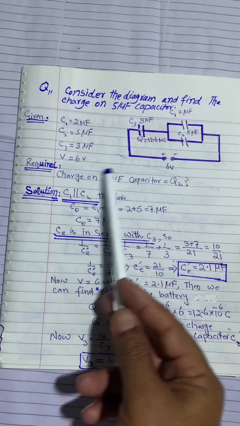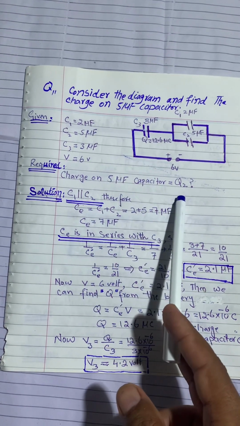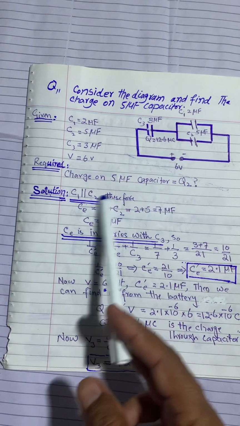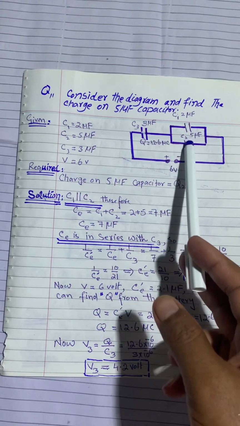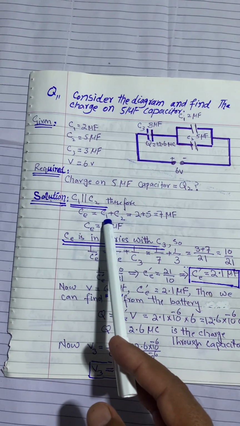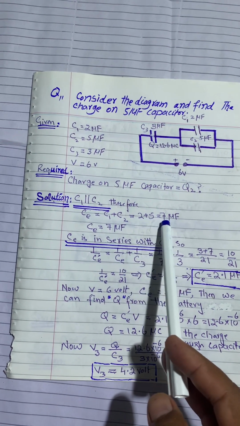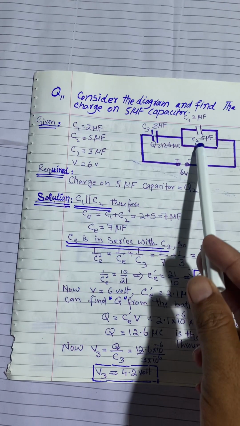Now they are asking what will be the charge on the 5 microfarad capacitor. So Q2 is to be determined. Here we see that these two capacitors are in parallel. So first of all we apply the formula: CE equals C1 plus C2. Putting the values of 2 microfarad and 5 microfarad, 7 microfarad is the equivalent capacitance of these two capacitors.